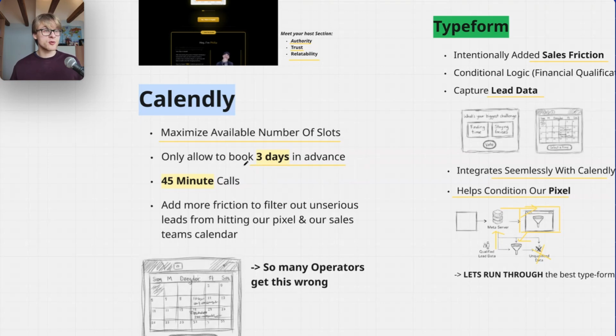I only allow them to book 3 days in advance. Why? Because we want to keep their commitment high, and when we allow someone to book a call for, let's say, 2 or 3 weeks out, they will cool down. We would have to nurture them for 2 weeks, which absolutely makes no sense. So let them only book 3 days in advance, so they really stick to their commitment.